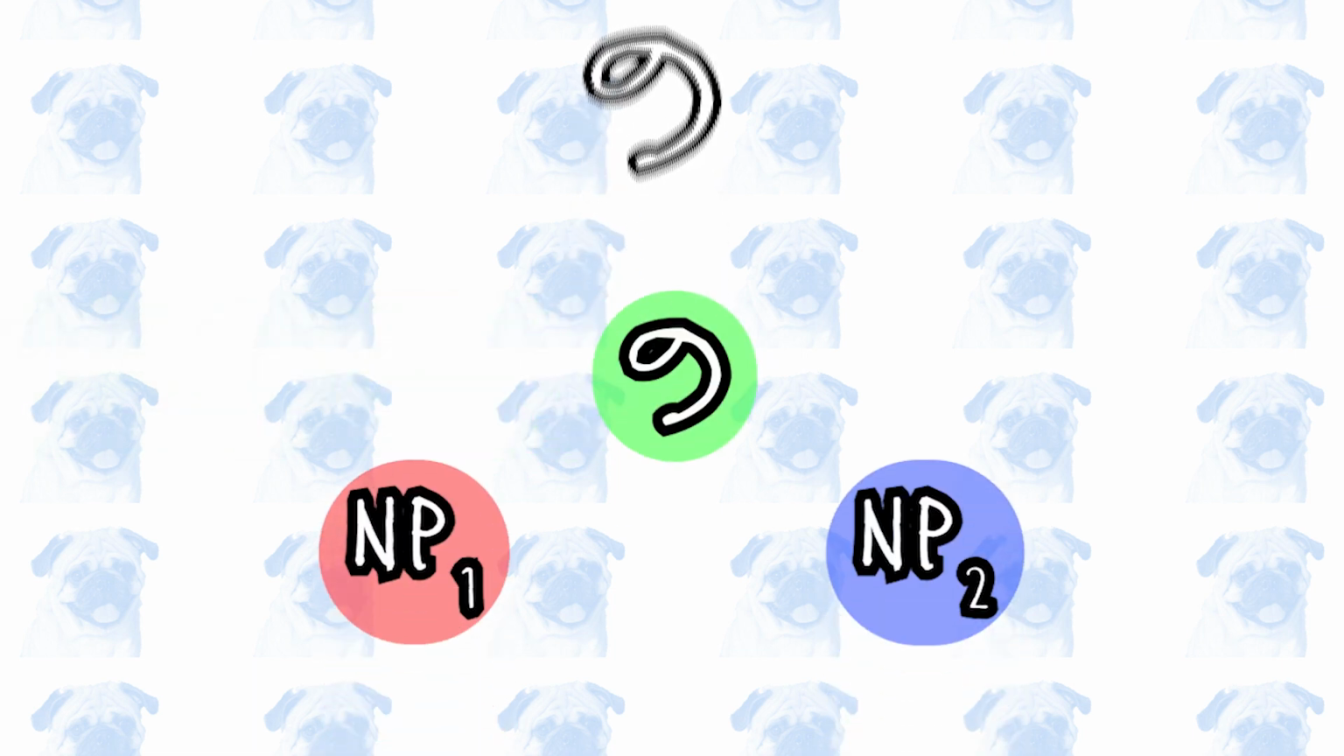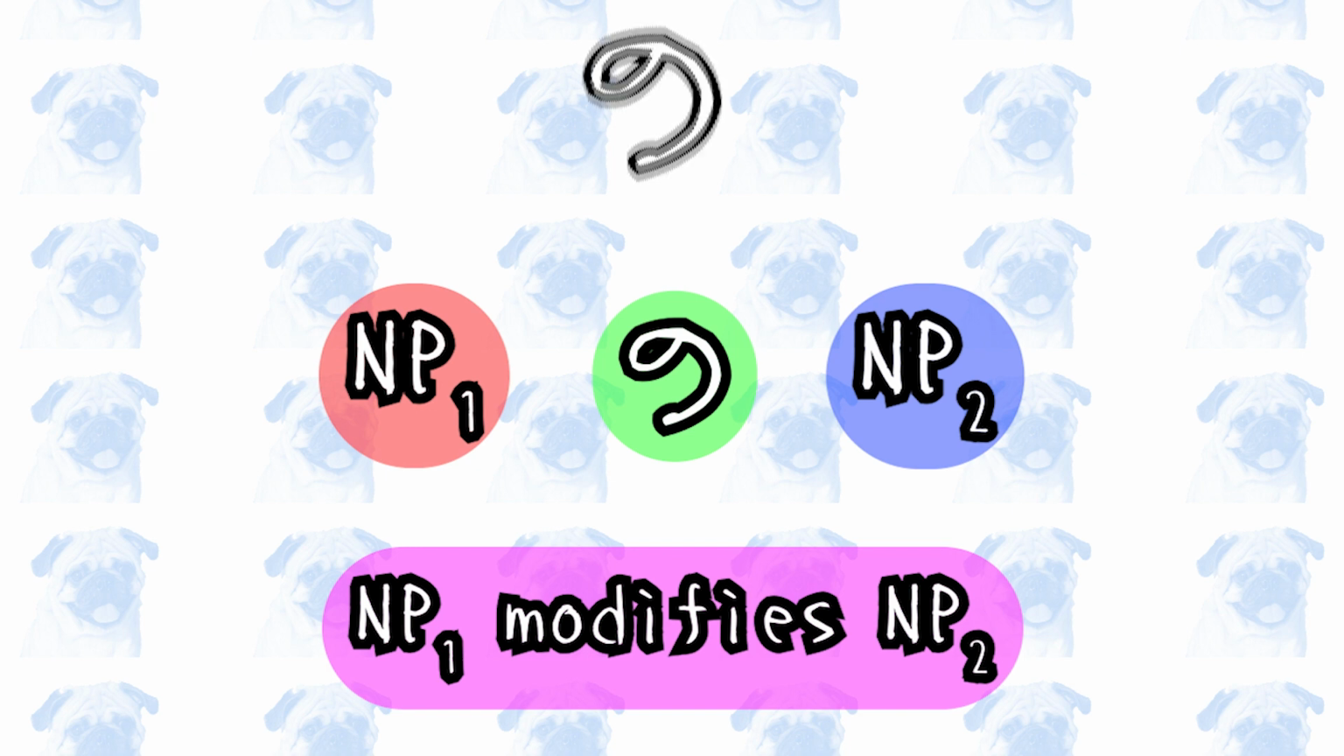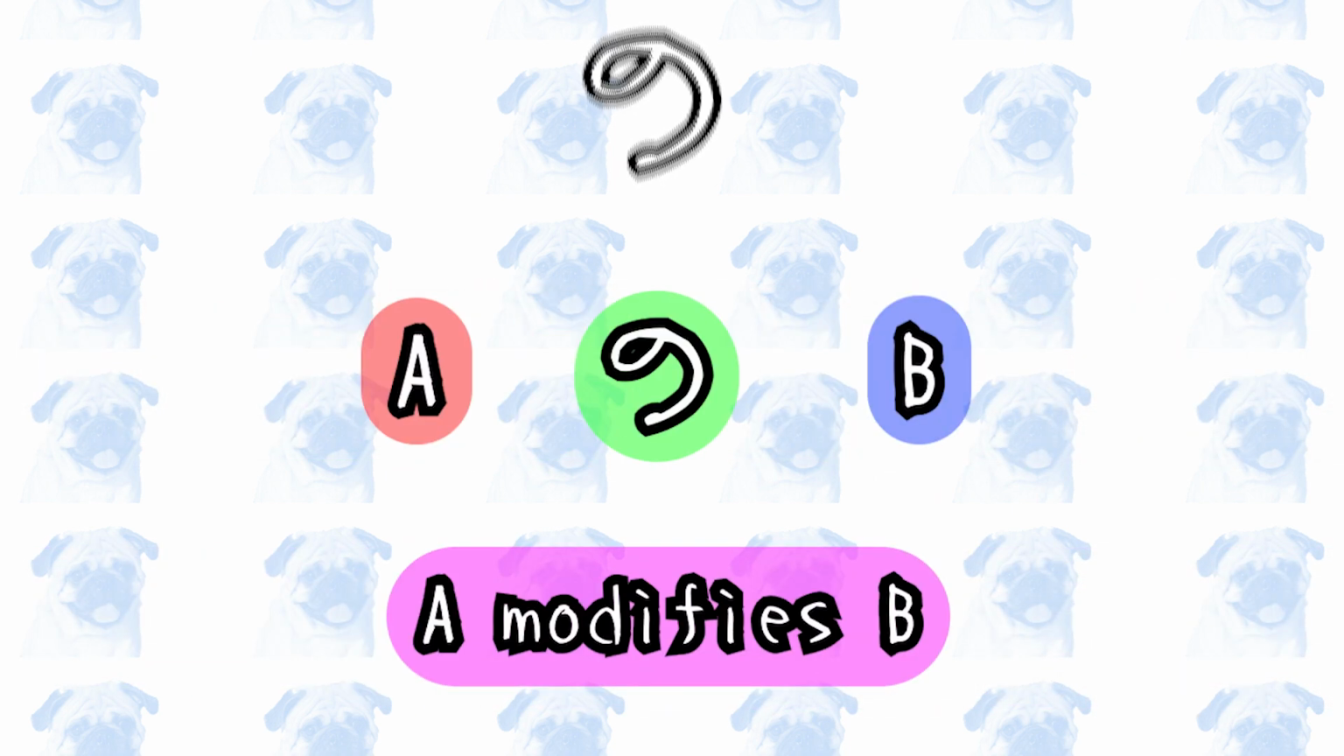In this episode, you will learn how to use the Japanese particle no to modify a noun phrase. The particle no can connect two noun phrases such that the former modifies the latter. That is, in the form A no B, A modifies B.